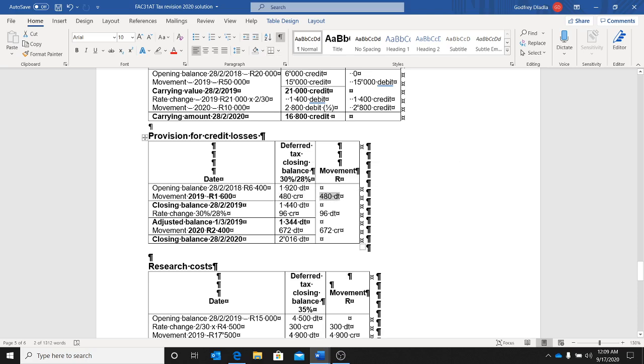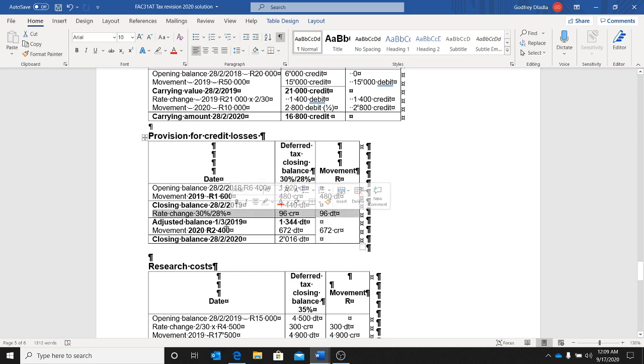Right. Then after that, you do what we call a rate change. Now our balance, this one, is a debit. Our total is 1,440 debit. Okay. Then you do a rate change the same way. You say, I'm moving from 30 to 28. The difference is 2. Divide by 30 times 1,440. You see, it gives you 96. Okay, which is this one. That gives you a rate change.